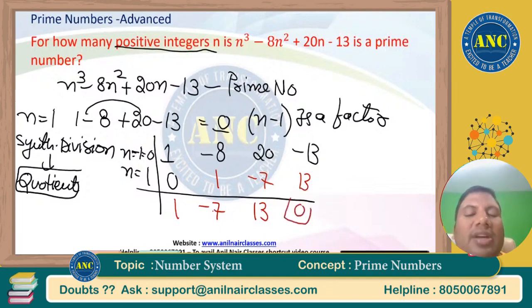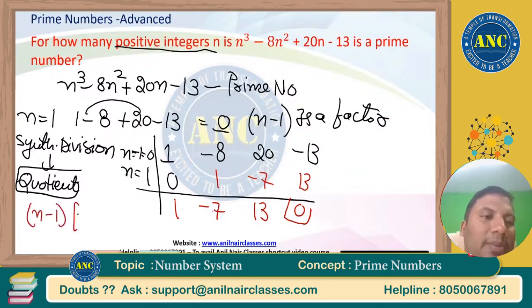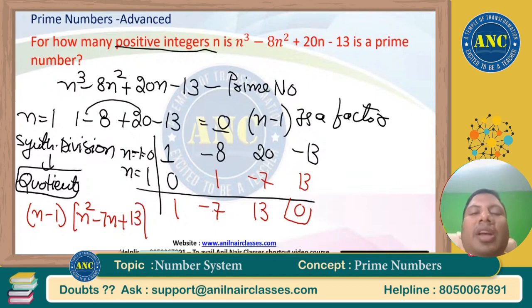Remainder is 0. So n minus 1 is a factor. Next, out of the cubic, n minus 1 is a factor. The quotient is nothing but n square minus 7n plus 13.